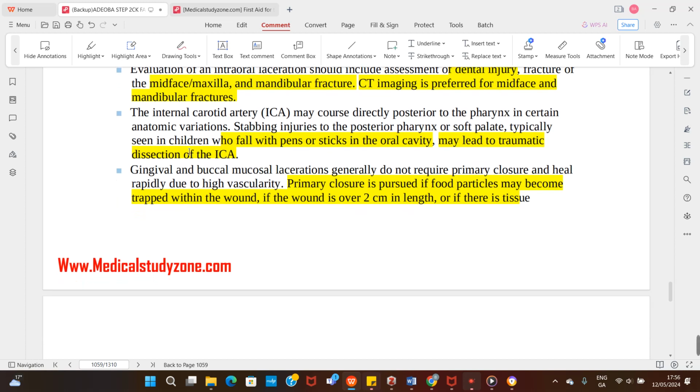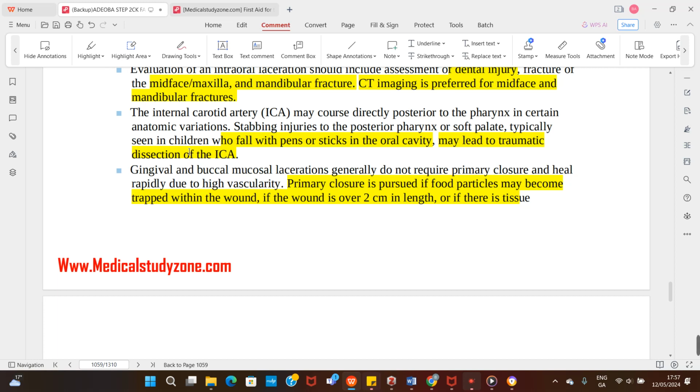So if it's just more like injury to the gingiva, the buccal mucosa, the lips, the cheek, you might not really need to do a primary closure because those areas are very, very vascularized and they heal rapidly. But there are some things that might reduce their tendency to heal, particularly if there is a large wound that gapes, so difficult to merge together and oppose. So, for example, if it's more than 2 cm in length, it might be very difficult to merge together, so it might not heal well. Or if there's a foreign body trapped within that area and it's difficult to even remove.